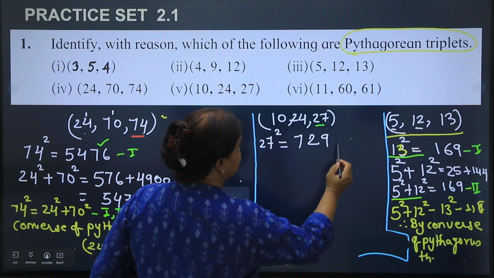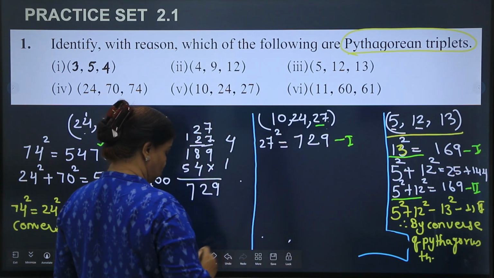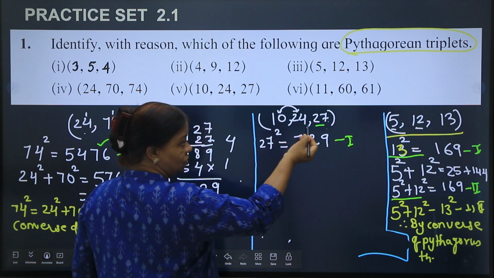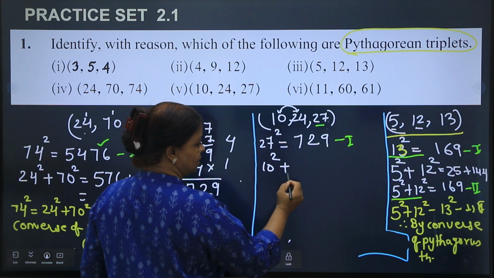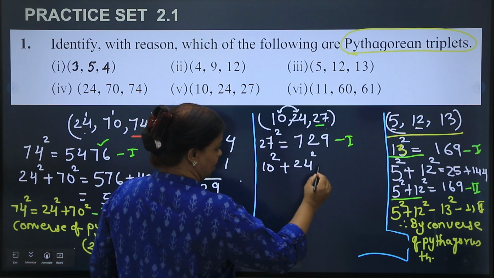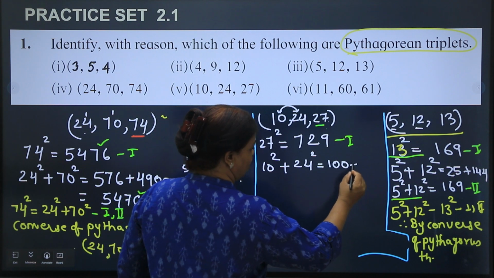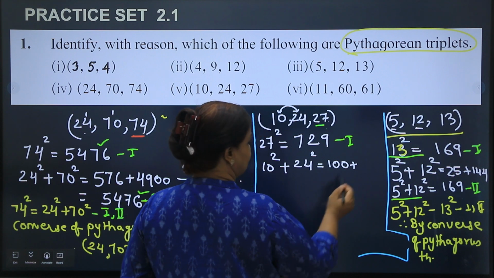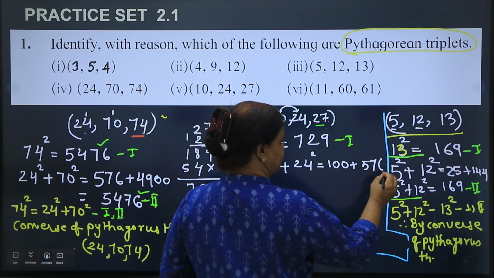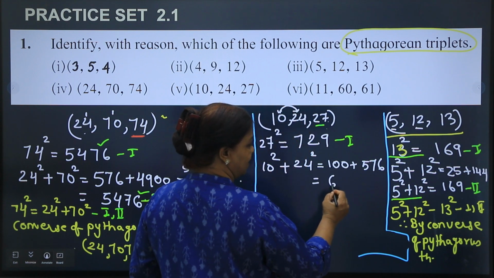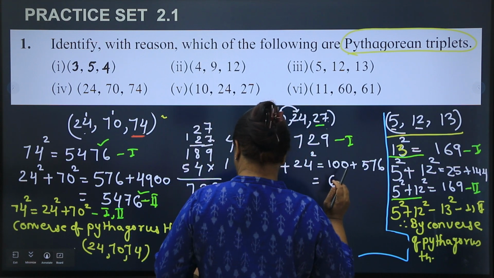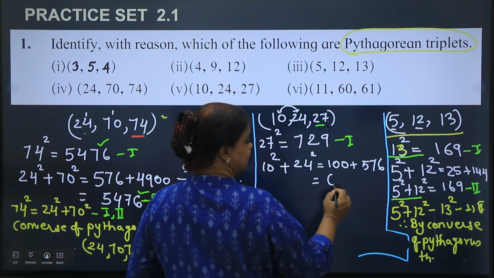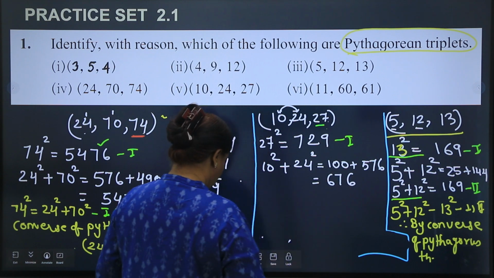So that is the first statement. Now take the sum of the squares of these two numbers, 10 square plus 24 square. How much is 10 square? 100. And how much is 24 square? We have done 24 square just now, it is 576. Add that, and it would be 676.